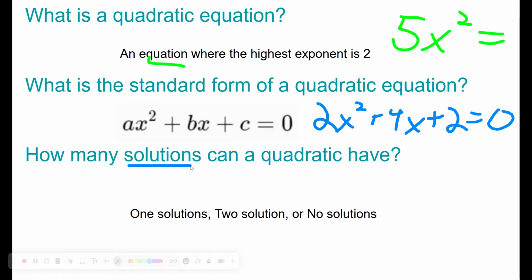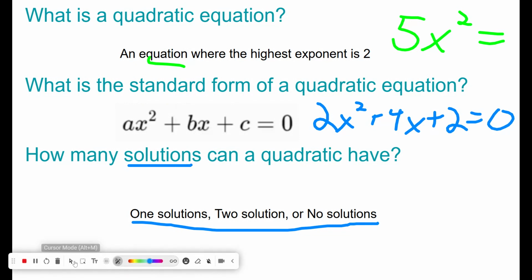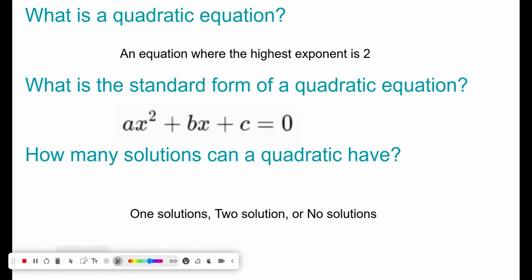How many solutions? We are used to linear equations or maybe a system of equations where you can have one solution, two solutions, infinite or no solution. Here for quadratic equations, it's simplified into 3 options. There could be one solution, two solutions, or no solutions. All right, let's figure out how to work through these.